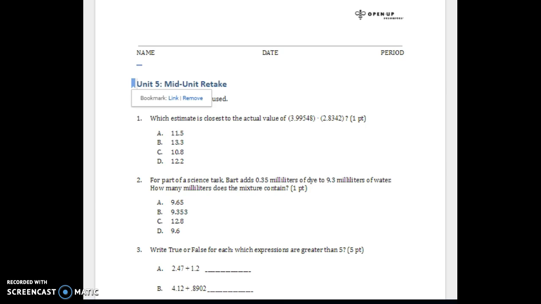Question 2. For part of a science task, Bart adds 0.35 milliliters of dye to 9.3 milliliters of water. How many milliliters does the mixture contain? A. 9.65, B. 9.353, C. 12.8, D. 9.6.